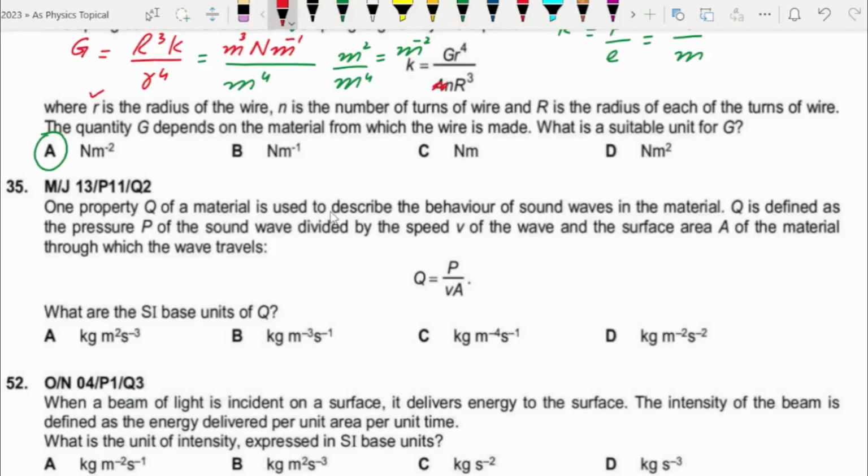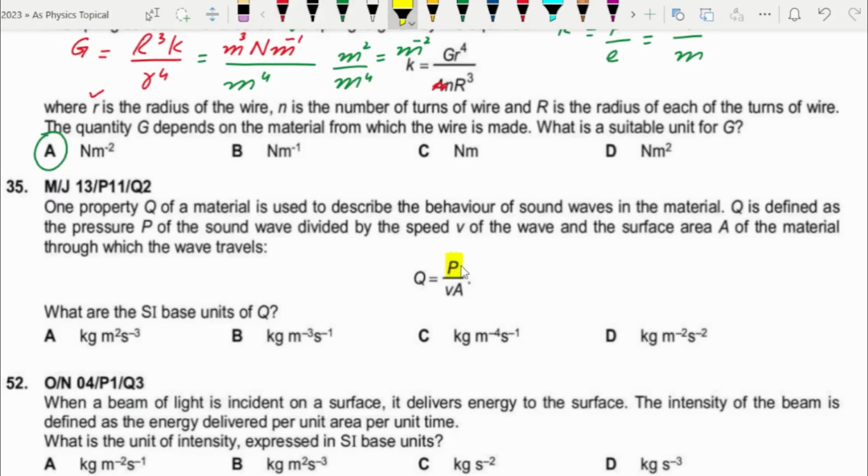Okay, so let's take a look at the next one. Question number 35. I'm going to skip the question reading. What we need to do is find the SI base units of Q. So Q is already the subject, that work is already done. Now let us see what the quantities are.